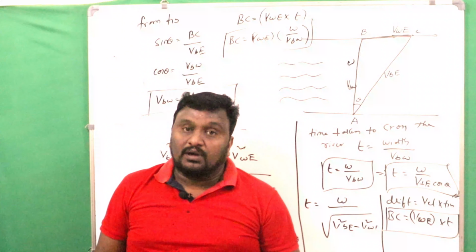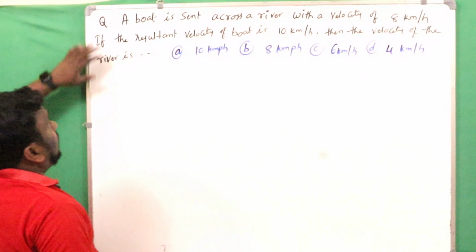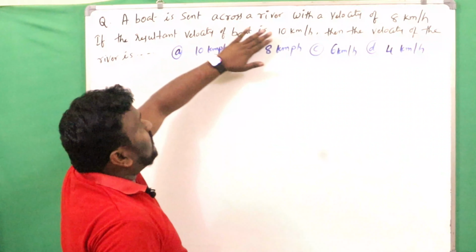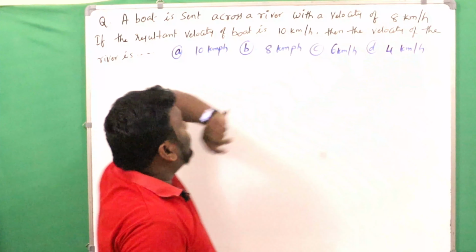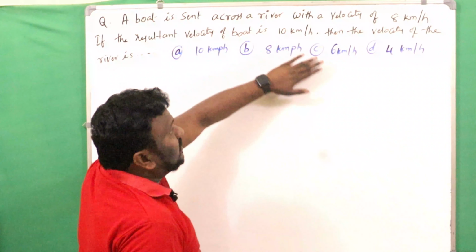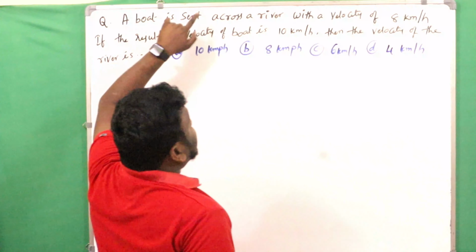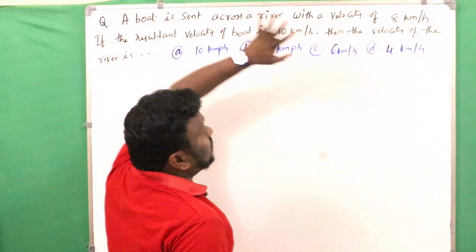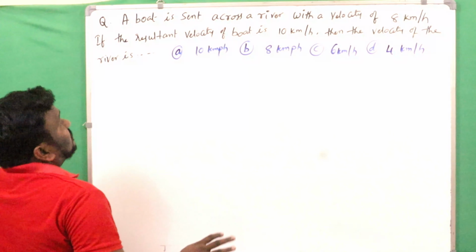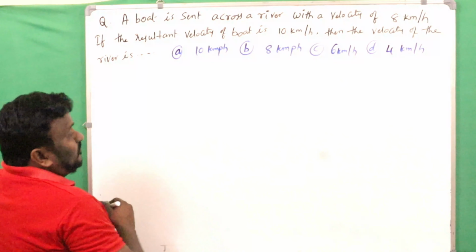Let's see some example problems. Let's see one problem. A boat is sent across a river with a velocity of 8 km per hour. If the resultant velocity of the boat is 10 km per hour, then the velocity of the river is. A boat is sent across the river with a velocity of 8 km per hour. So what was given? The boat is sent across the river with a velocity of 8 km per hour.